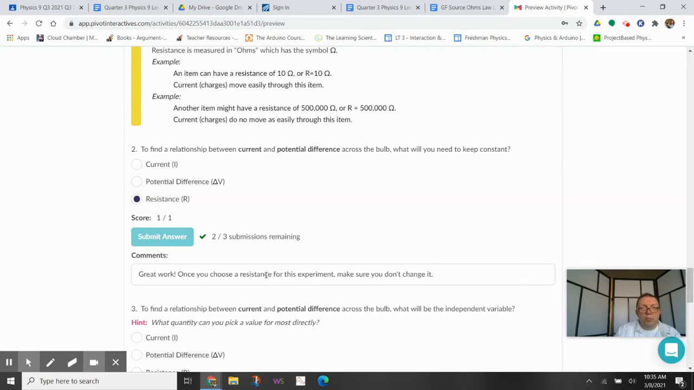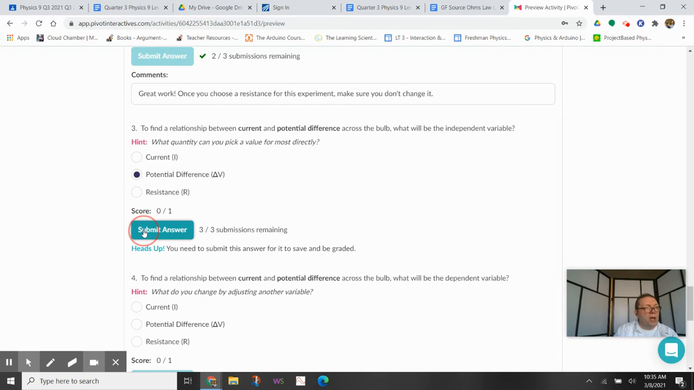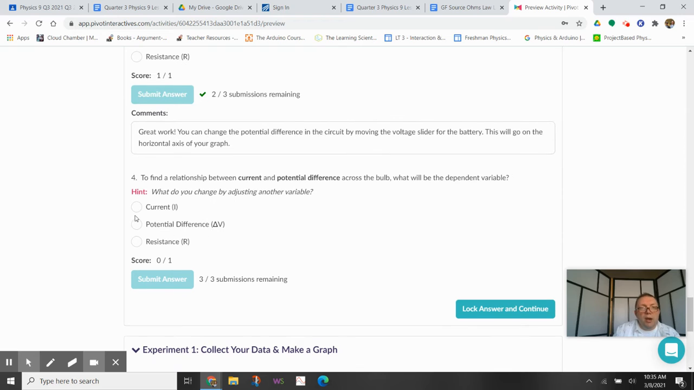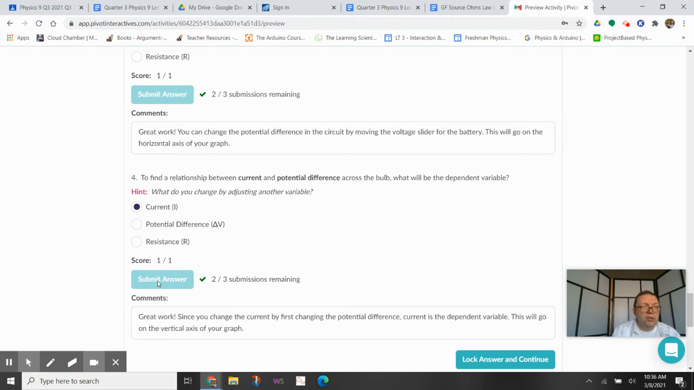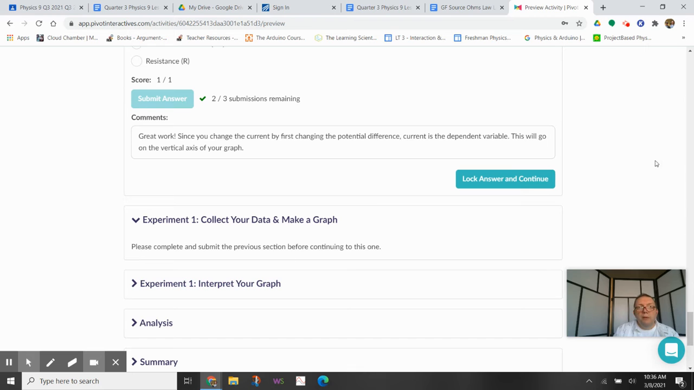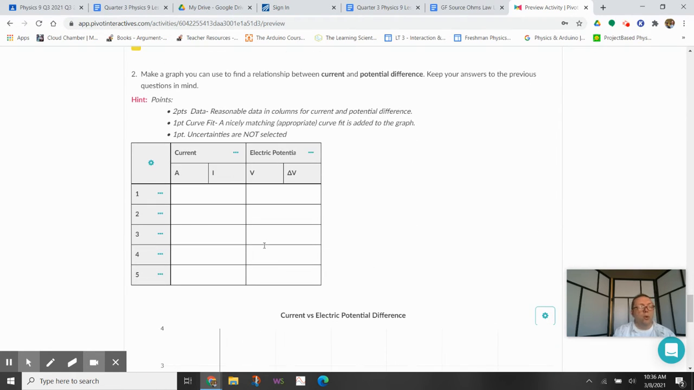The thing that we're going to change directly is the potential difference of the battery. We have the slider there that allows us to adjust the potential difference of the battery. And the dependent variable, the thing that changes because we change the potential difference of the battery, is the current. But then we have to hit this lock answer and continue spot. Lock answer, continue. Now you see these spots for the data table show up.